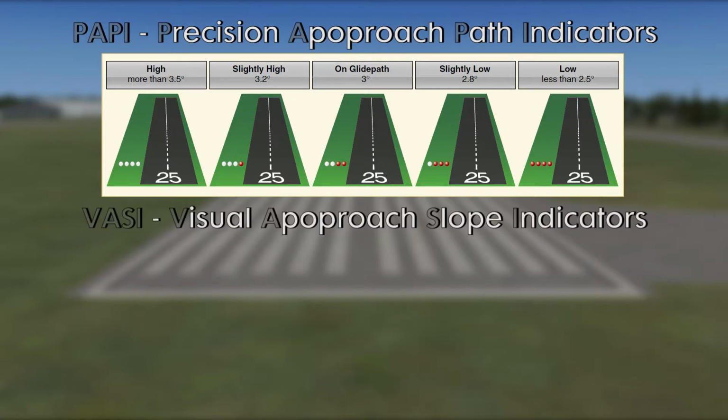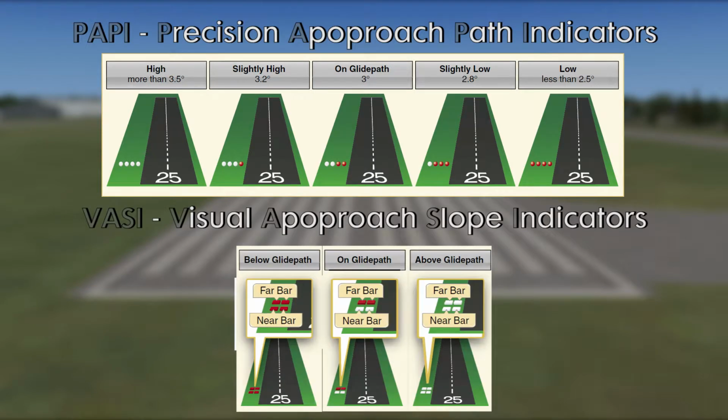We also have VASIs, or Visual Approach Slope Indicators, that show you the same information, just in a slightly different way. We have 2 separate rows of lights. If you see red over white, you're all right, means you're on glide slope. If it's red over red, you're too low, and if it's white over white, you're too high.